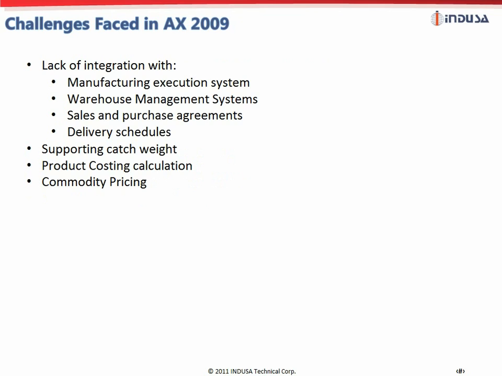Even though the add-on for process industries was a big leap as an ERP solution for the industry, there were many challenges faced by the existing users, which included lack of integration with manufacturing execution systems, warehouse management systems too, sales and purchase agreements, and delivery schedules based on customer specification and requirement. Process industries for AX 2009 also did not offer support for catch weight throughout multiple areas of AX 2009. Furthermore, it did not feature calculation of the efficiency factor, calculations for product costing, and commodity pricing.